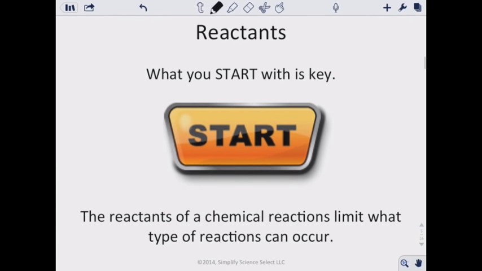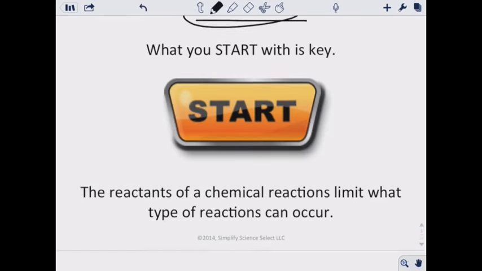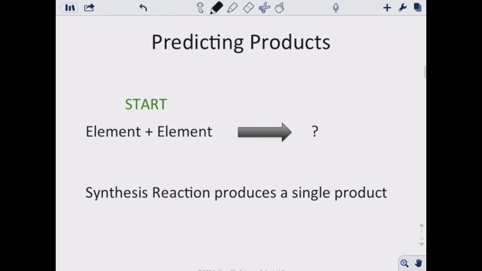So how do we start? Where do we start? The main thing: reactants. We always start with our reactants and look at them to see if something's going to actually take place. The reactants of a chemical reaction limit what type of reaction can occur. So essentially, we did look at the types of reactions and the reactions and products, but we can just look at the reactants and determine if a chemical reaction will take place.